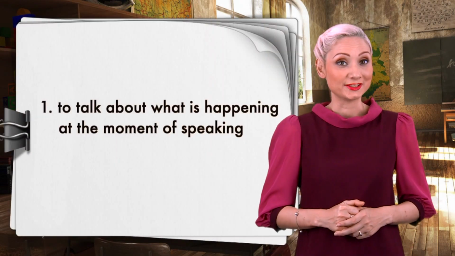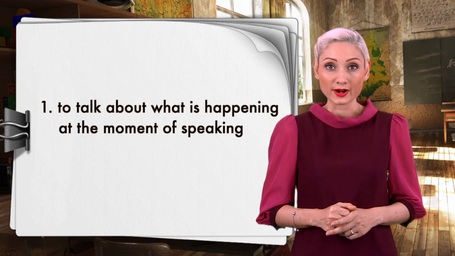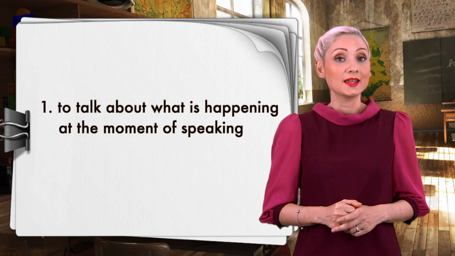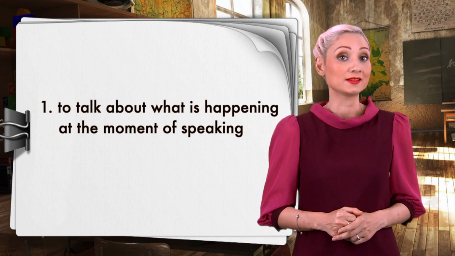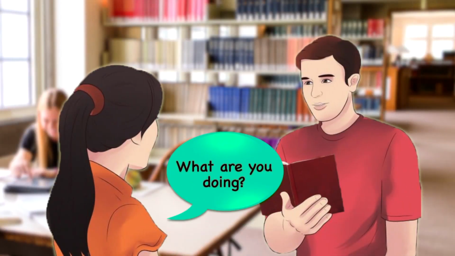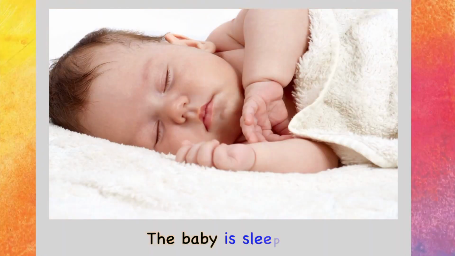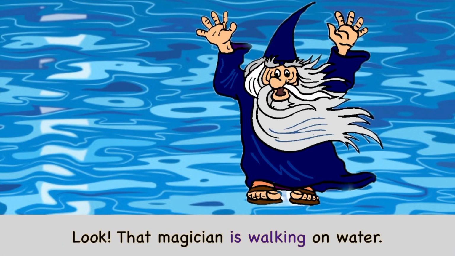There are several situations where we can use the present continuous tense. First, we use the present continuous tense to talk about something that is happening at the moment or time of speaking. In other words, the action has started and is still continuing. For instance, what are you doing? I am studying for my exam. The baby is sleeping. Look, that magician is walking on water.